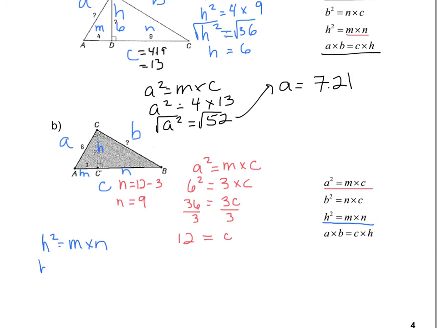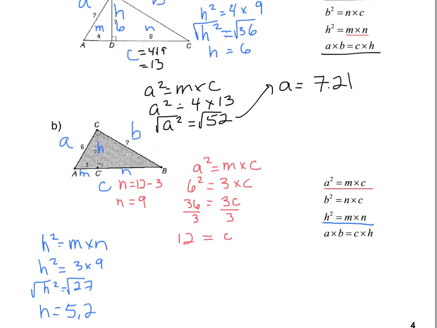Okay, so I'm going to quickly go through the solution. M times n, so 3 times 9, get h squared equals 27, square root both sides. So you should have gotten that the height is equal to 5.2. Okay, so I found one of my question marks. Now I still need to find b here.